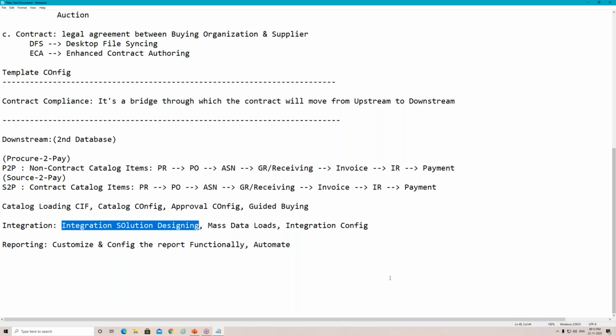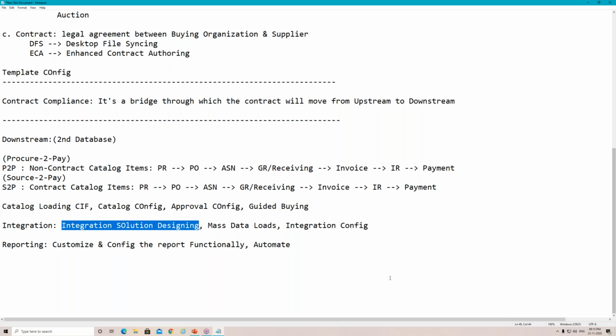Always remember, master data integration is always a bi-directional data flow. That means it can be created in ERP and replicated to Ariba. Similarly, it can be created in Ariba and replicated back into ERP. Either of these processes it will support. But generally, in the majority of clients, we see that master data maintenance, updation, and modification are all done in ERP.